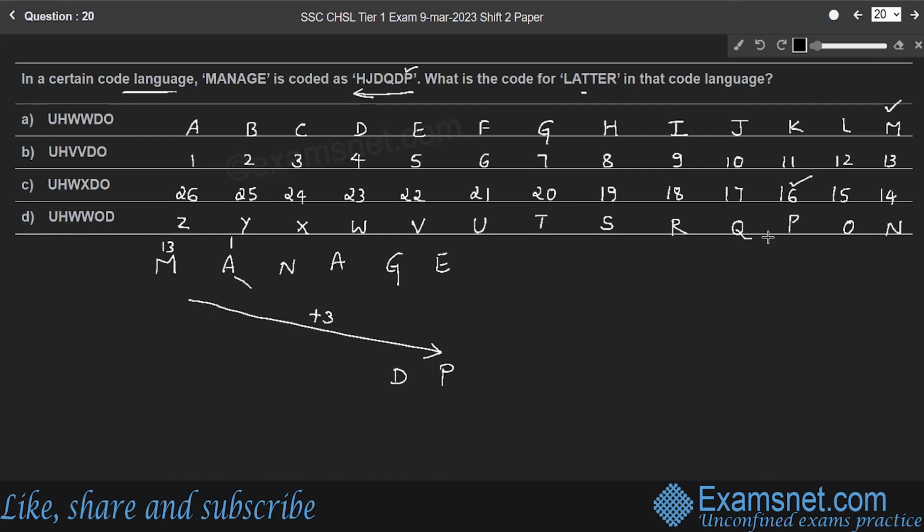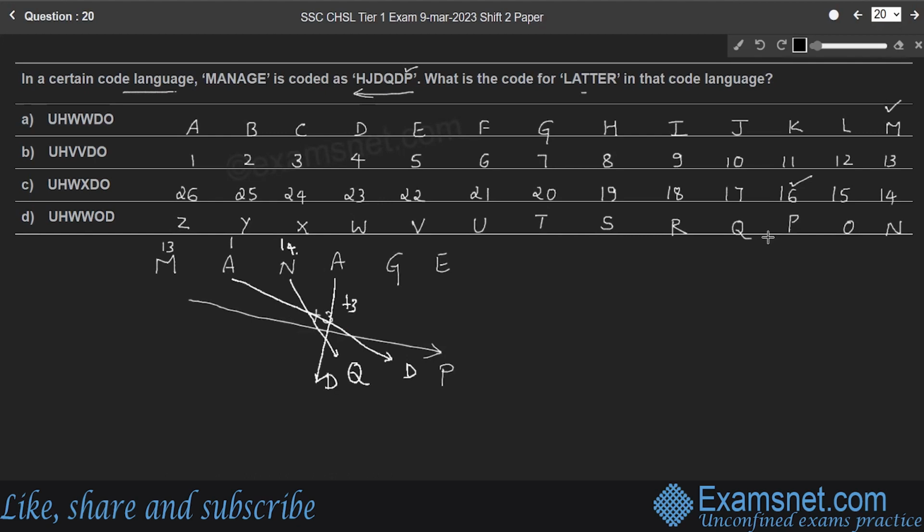Therefore, A is coded as D. So then comes N. What is the positional value of N? N is 14. 14 plus 3 is 17, which is Q. N is coded as Q. Whereas A is 1. 1 plus 3 is D.